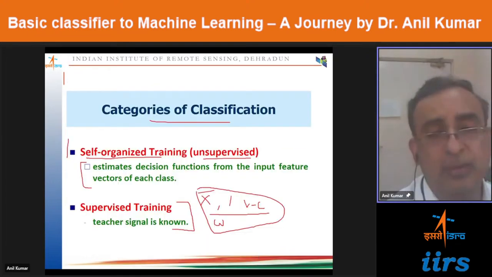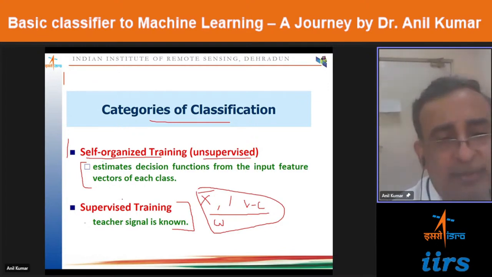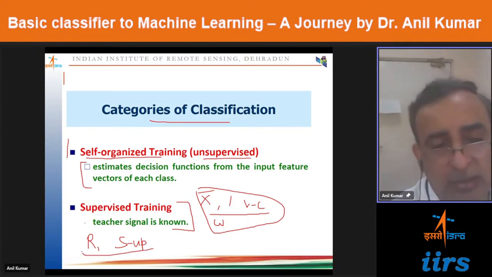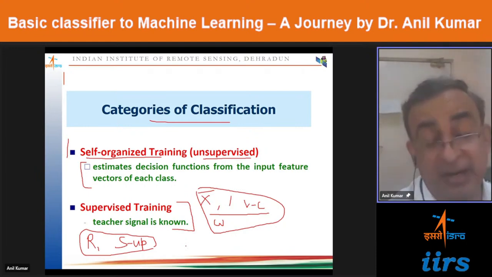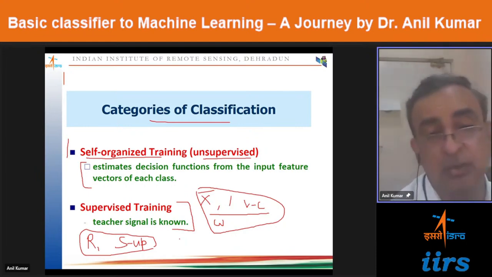Third one, there are more learning concepts which I have not yet covered here, that is reinforced learning or semi-supervised learning. We will see these when the deep learning concept comes. So you will see two more learning concepts. But till now, with the conventional classifiers, you have seen only two training concepts. It can be unsupervised or it can be supervised.